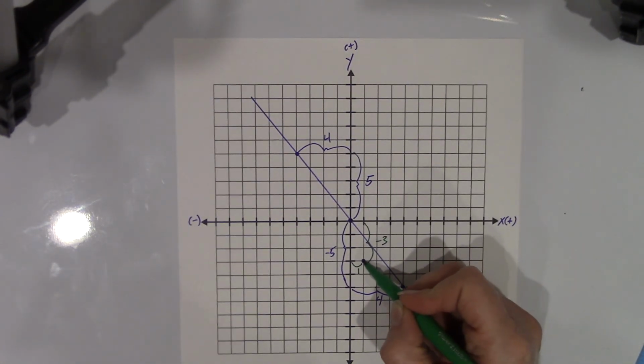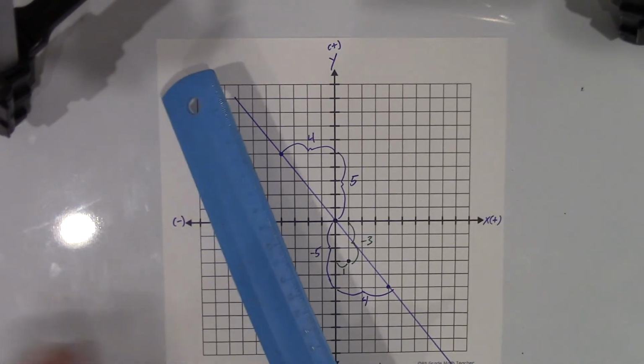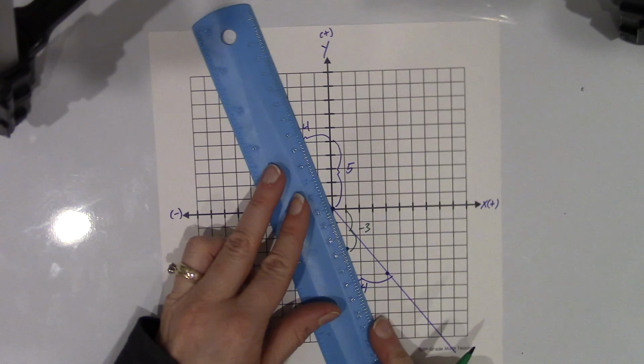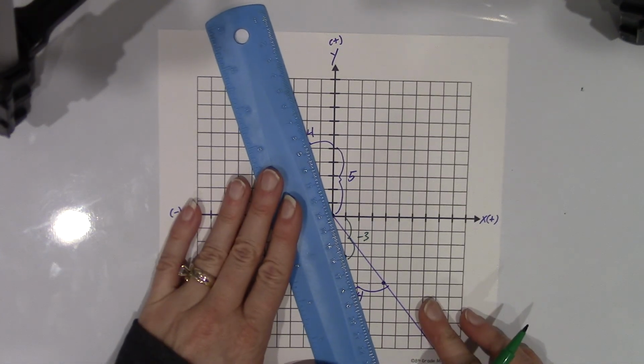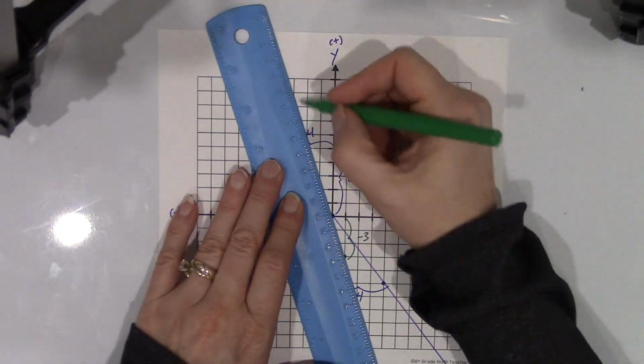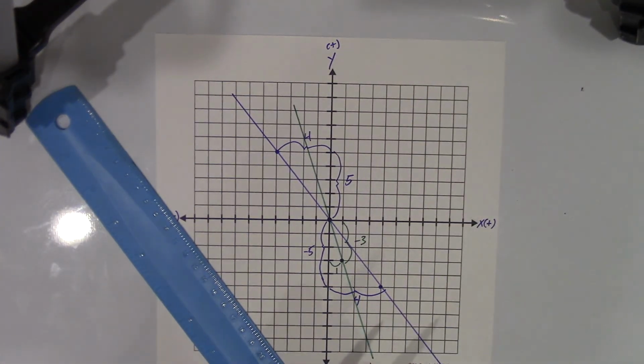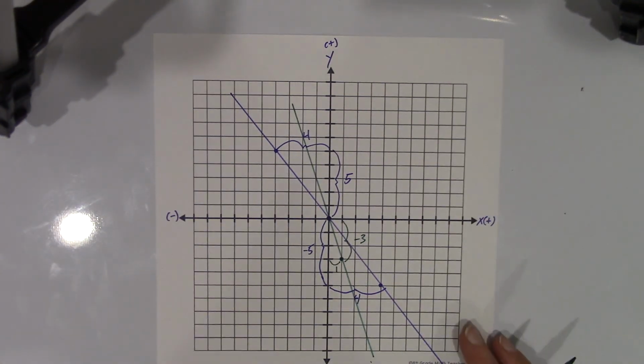So kind of make that bigger so you can see that. Okay, I'm going to connect these 2 dots with my ruler. I'm going to make another line. There we go. So that is the line of that equation.